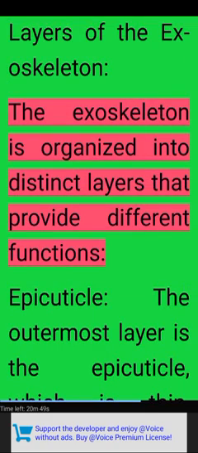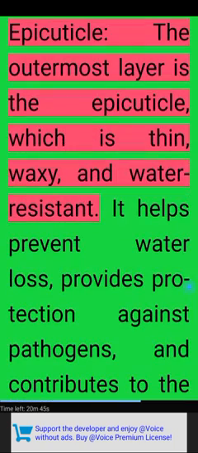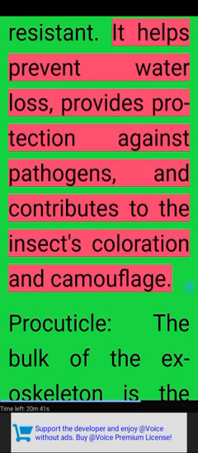Layers of the exoskeleton. The exoskeleton is organized into distinct layers that provide different functions. Epicuticle. The outermost layer is the epicuticle, which is thin, waxy, and water-resistant. It helps prevent water loss, provides protection against pathogens, and contributes to the insect's coloration and camouflage.